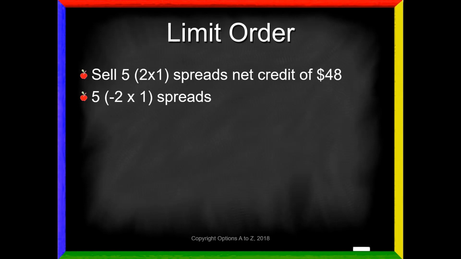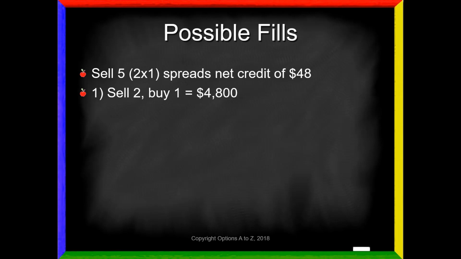So what possible fills could we get here? Here's another area that often throws new traders. If we place an order to sell 5 2-by-1 spreads for a net credit of 48, the order has to be filled in these basic units. That's the whole purpose of breaking the spread down into these component parts, into this ratio. So if I submit a limit order right here at 48, it's possible I could end up selling 2 and buying 1 and receiving $4,800. It's called a partial fill. I didn't get all 5 spreads filled, I got 1 spread filled.